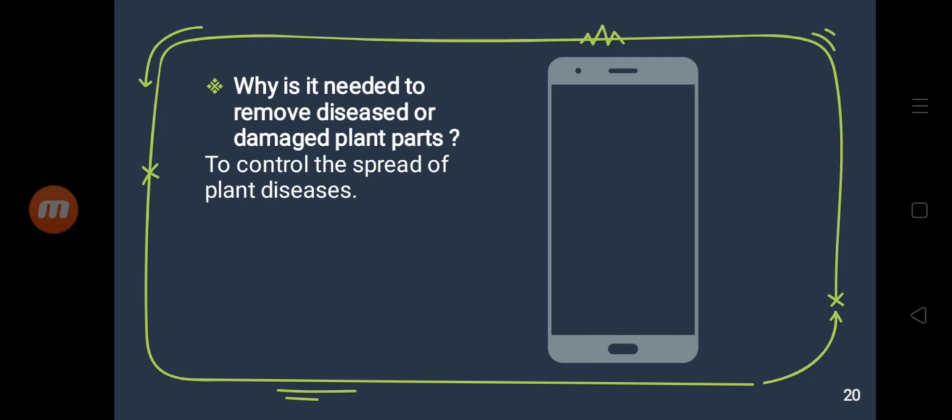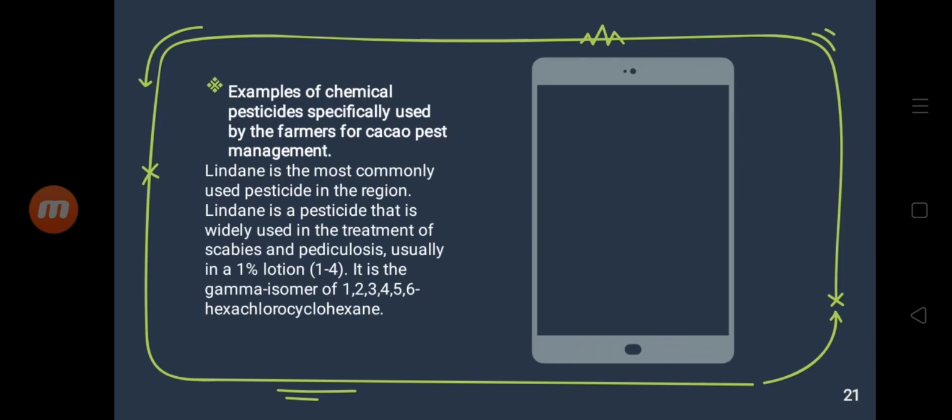Next, why is it needed to remove diseased or damaged plant parts? So it is needed to remove the disease so as to control the spread of plant diseases. Last, examples of chemical pesticides specifically used by the farmers for cacao pest management. So lindane is the most commonly used pesticide in the region.